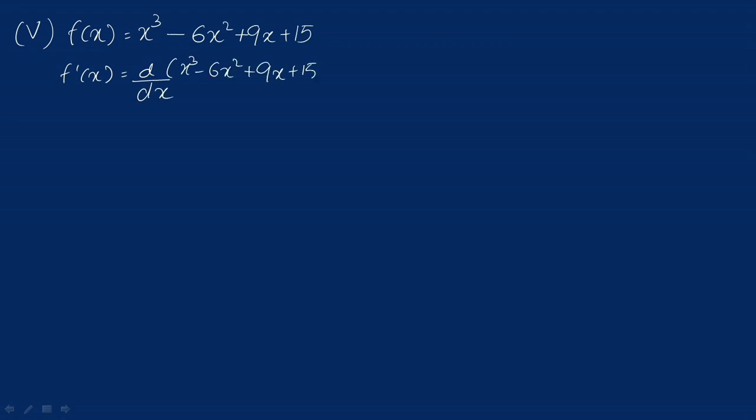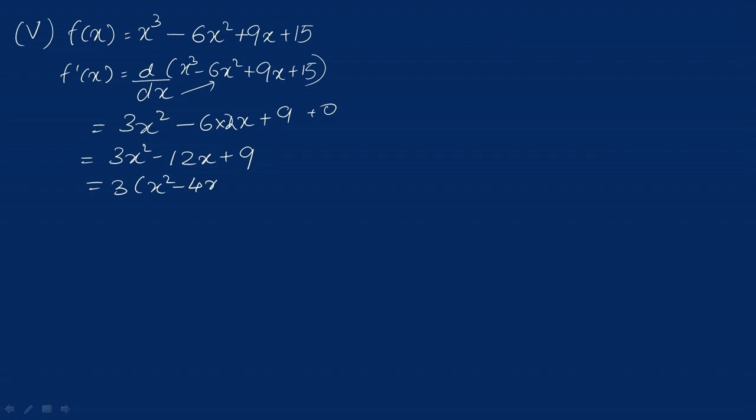d by dx of x cube is 3x square. d by dx of minus 6x square is minus 6 into 2x. d by dx of 9x is 9, and d by dx of 15 is 0. So we have 3x square minus 12x plus 9, or taking 3 outside, x square minus 4x plus 3, which can be written as x minus 1 into x minus 3. So we have 3 into x minus 1 into x minus 3. That is f dash of x.